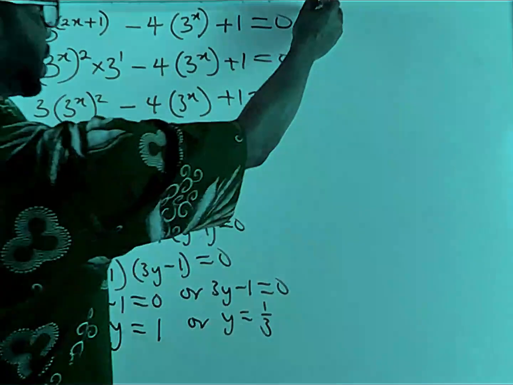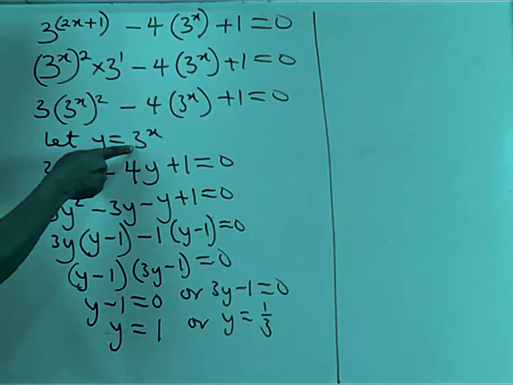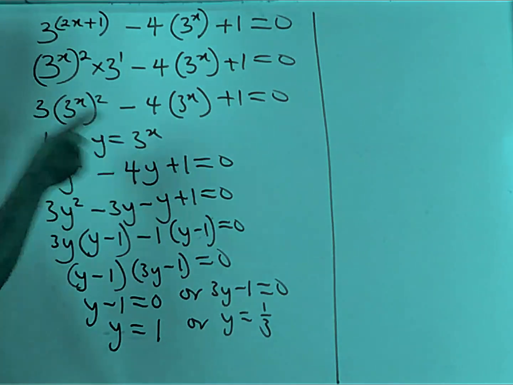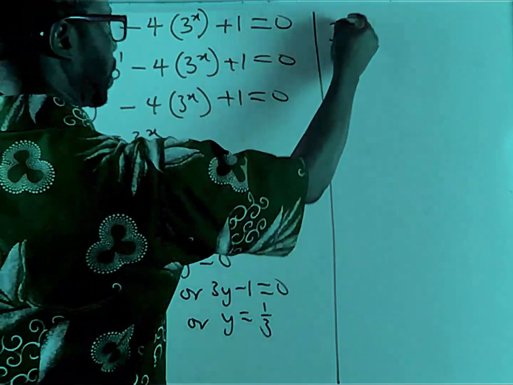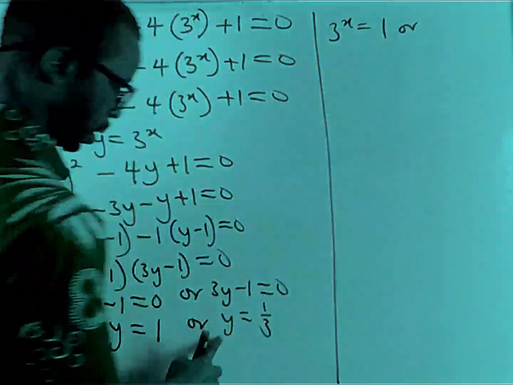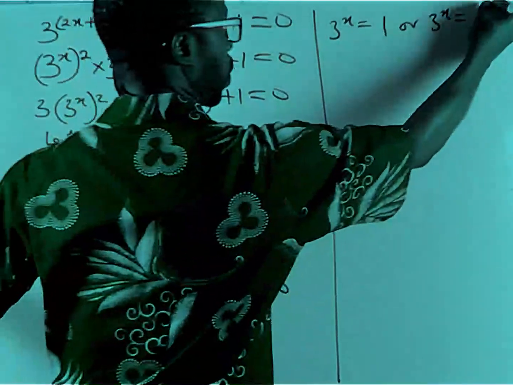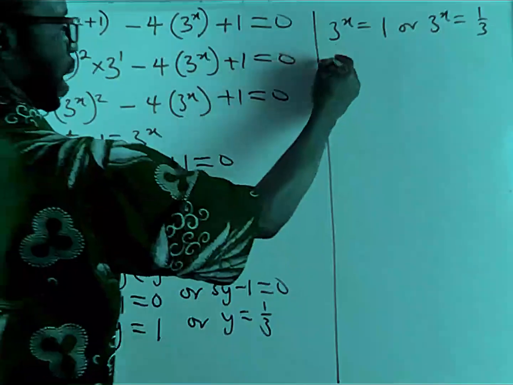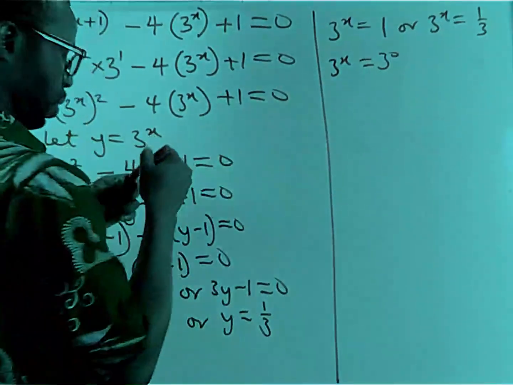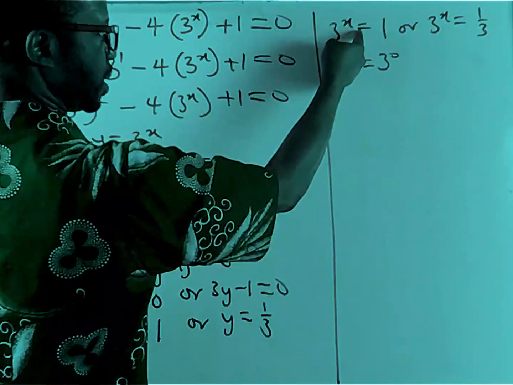Alright, so what is the next step here? We replace this with the original number it was. So whenever we have y now, we're going to be writing 3 raised to the power x. So I have 3 raised to the power x being equal to 1, or 3 raised to the power x being equal to 1 over 3. And this can be written as 3 raised to the power x equals 3 raised to the power 0. This is giving us a clue that there's something I can raise to a power to get 1, because this is an equality sign.